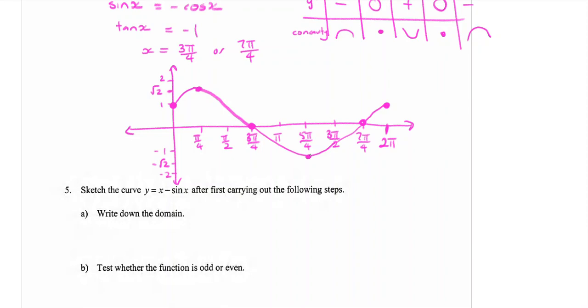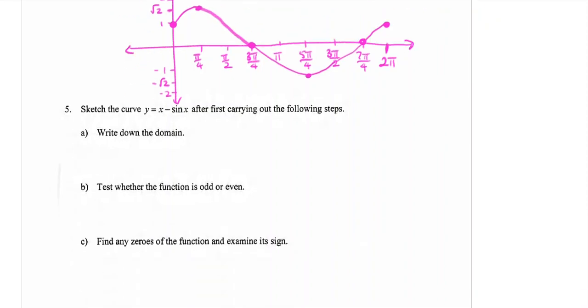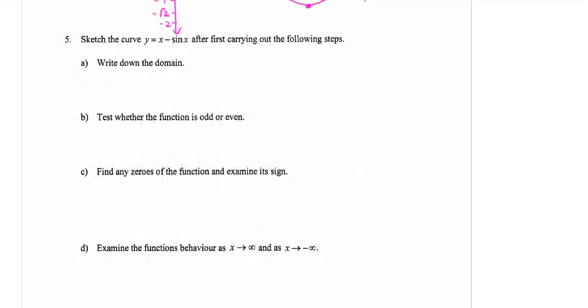Okay, question 5 is our last one, but there's an A, B, C, D, E, F. Woohoo! Okay, question 5. Sketch the curve y equals x minus sine x after first carrying out the following steps. Step 1, write down the domain.